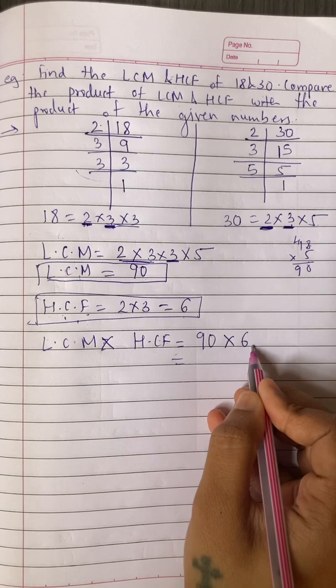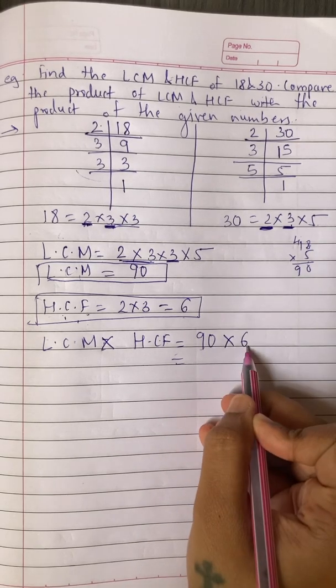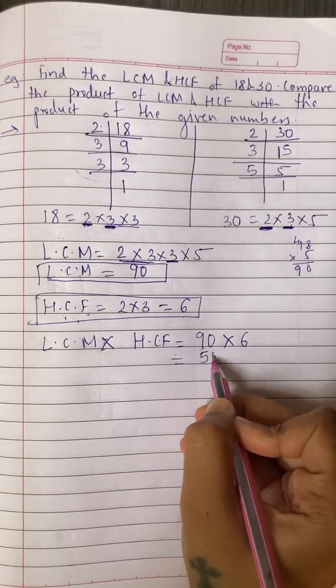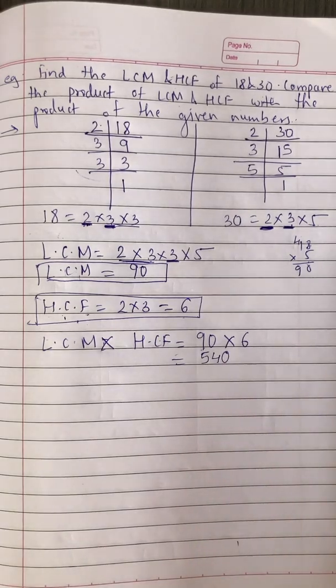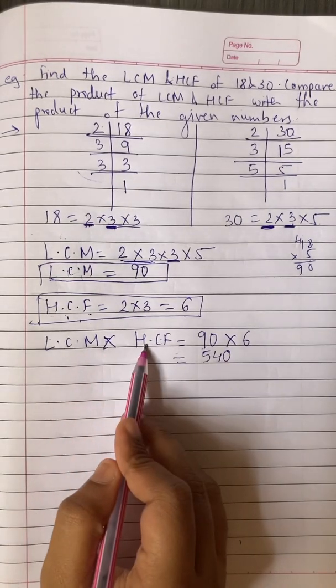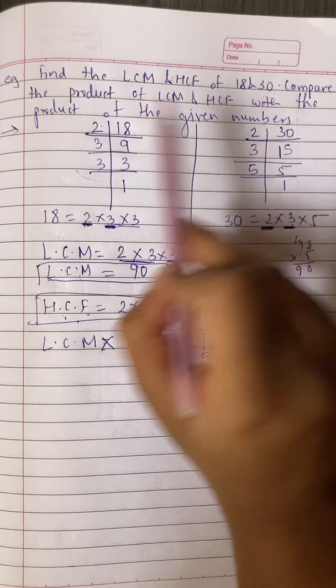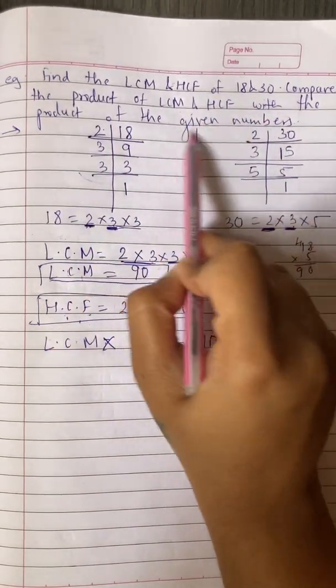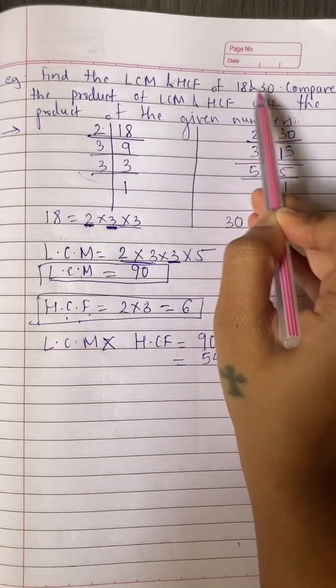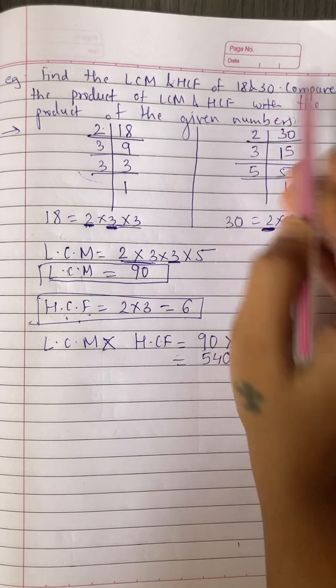So 96 you do and see. So 96 is very easy. 9 6 you have to do. 9 6 is 54. And 0 you can write down as it is. So the product of HCF and LCM we have found out. Now we have to find out the product of the given numbers. Now which are the two given numbers? 18 and 30, which were given in the question.